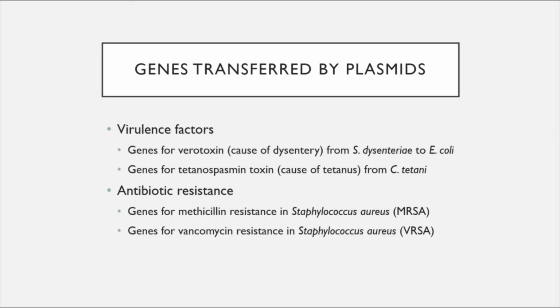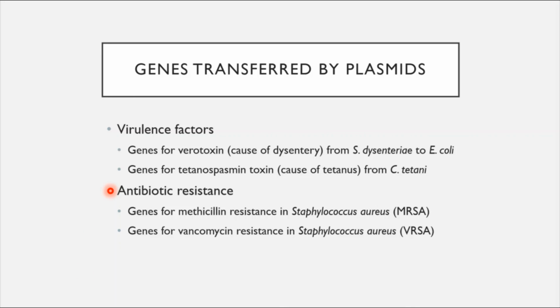Conjugation is an important process for not only bacteria but also for humans because conjugation has been documented to transfer important virulence factors between bacteria. The gene for verotoxin, which is the cause of the disease dysentery, has been seen transferred from the organism that causes this normally, Shigella dysenteriae, to regular old harmless E. coli, suddenly giving E. coli the ability to generate this toxin. Genes for the tetanospasmin toxin, which is involved in the cause of tetanus, have also been transferred via conjugation from Clostridium tetani to other non-pathogenic bacteria.